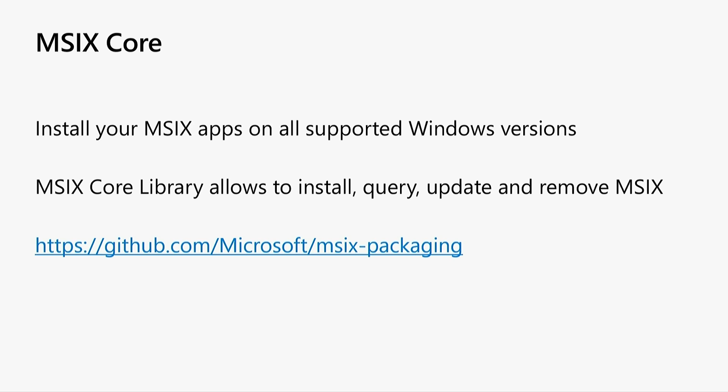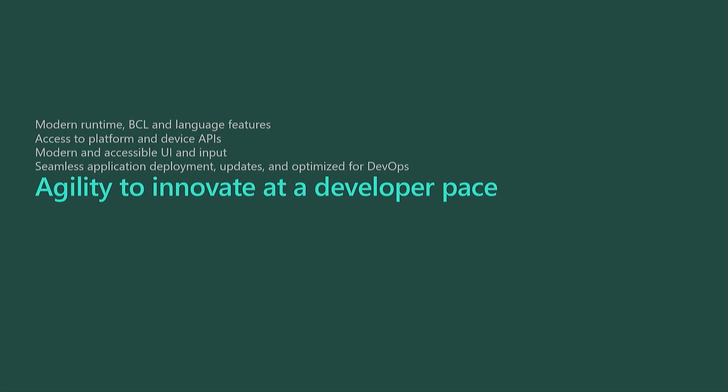So last, but certainly not least, is the agility to innovate at a developer pace. I'm sure many of you have been frustrated when you've wanted to take advantage of a new .NET Framework feature or a new language feature or whatever, and you couldn't because of the way your enterprise operates. But let me show you something kind of cool with .NET Core.